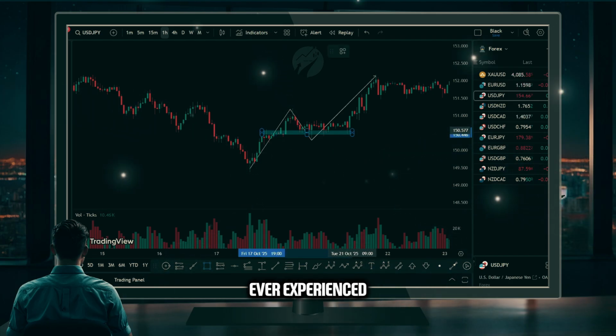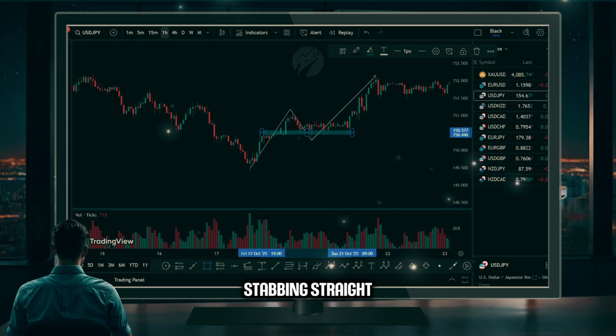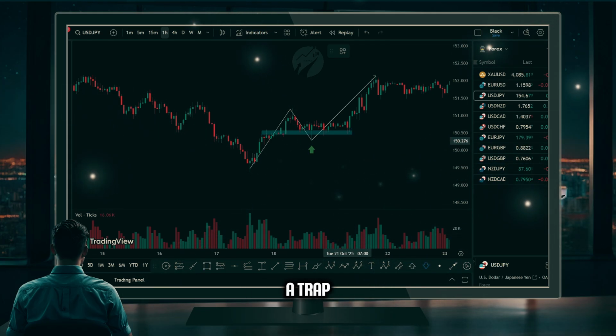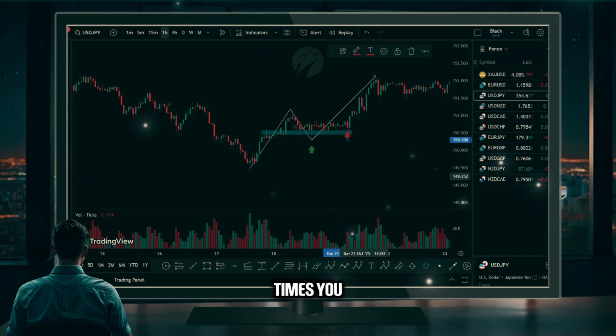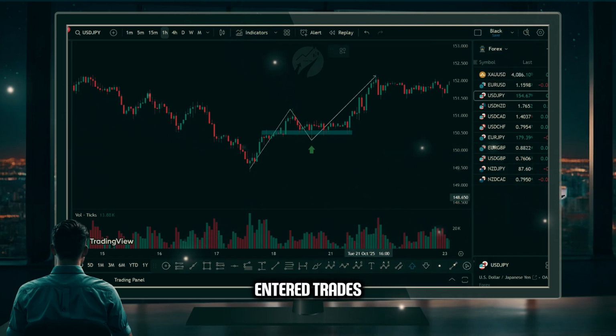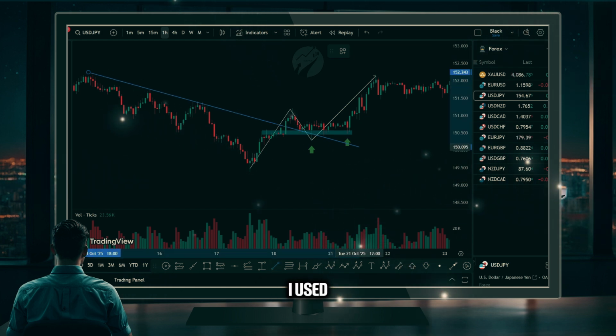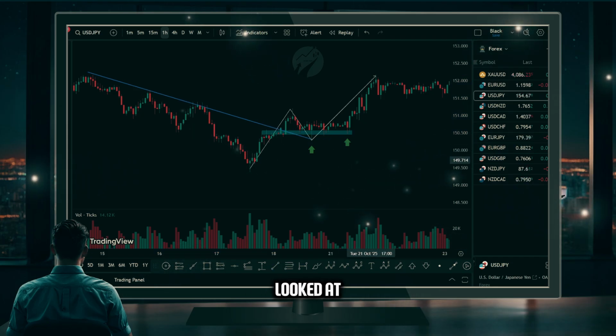Have you ever experienced those red candles stabbing straight down like a knife? A breakout that seemed real, but turned out to be a trap? Or those times you wondered why you always entered trades right at the most chaotic point, just before the market reversed? I used to be like that, tired, frustrated, even panicked every time I looked at a chart.